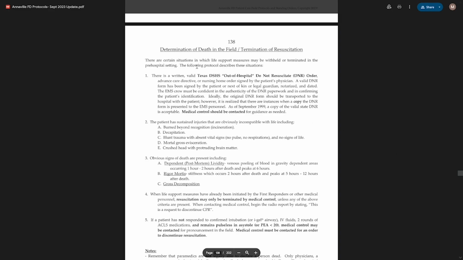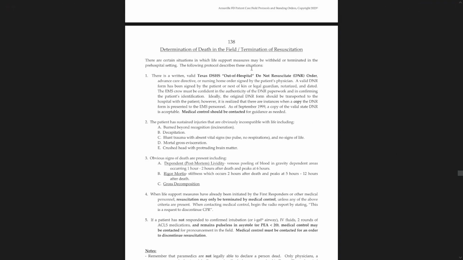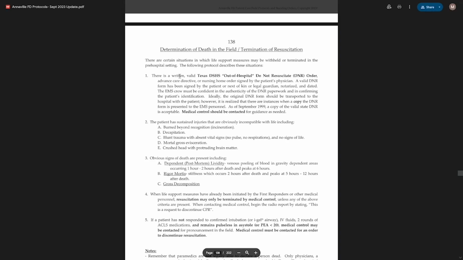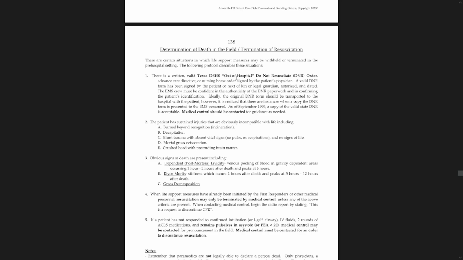For determination of death in the field or termination of resuscitation, there are certain situations in which life support measures may be withheld or terminated in the pre-hospital setting. The following protocol describes these situations. The first is there is a written, valid Texas DSHS or out-of-hospital DNR, or Do Not Resuscitate order, advanced care directives, or nursing home orders signed by the patient's physician.